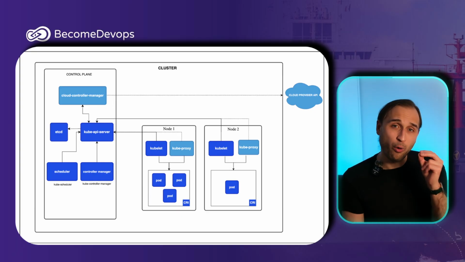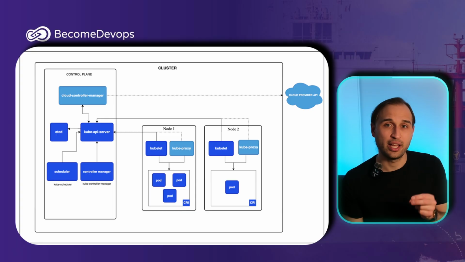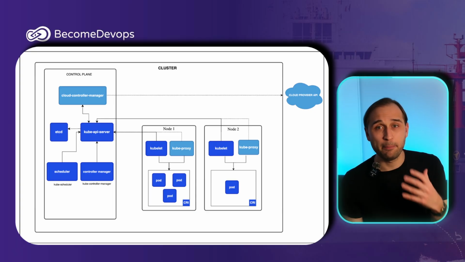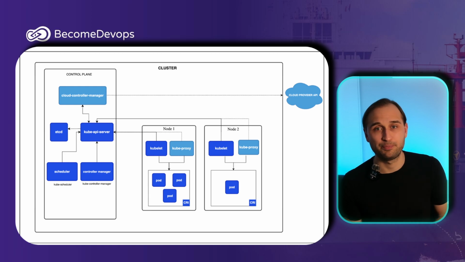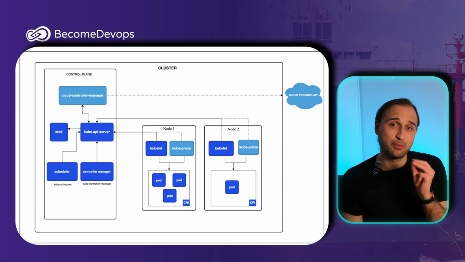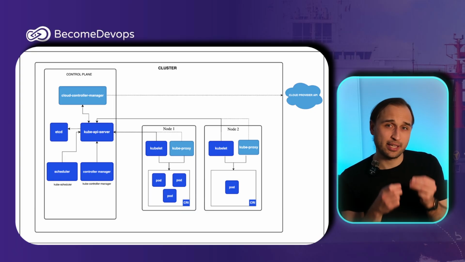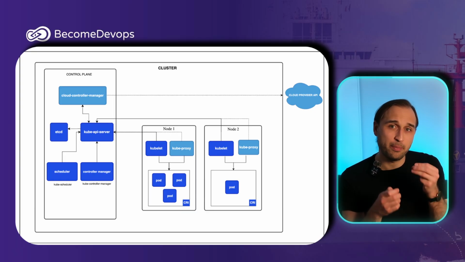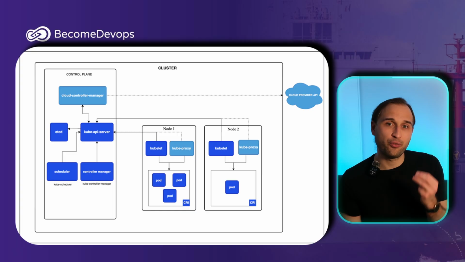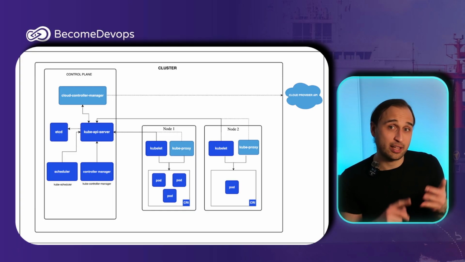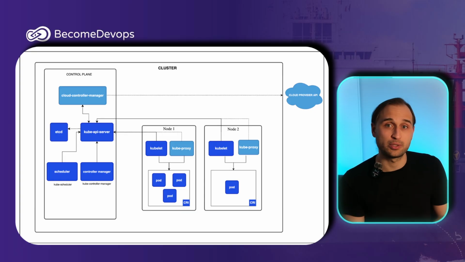Second function, authentication and authorization. It ensures that only authorized users or services can perform actions on the cluster. Next function is admission control. Before any changes can be applied, the API server passes the request through admission controllers, which can enforce policies, inject default values or reject requests that violate the rules.